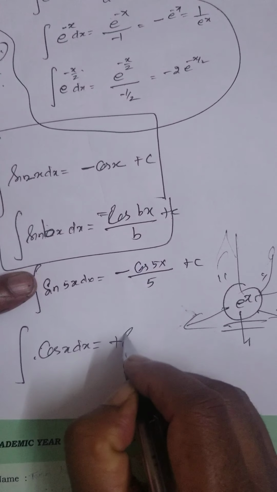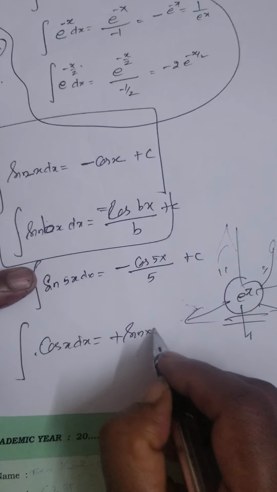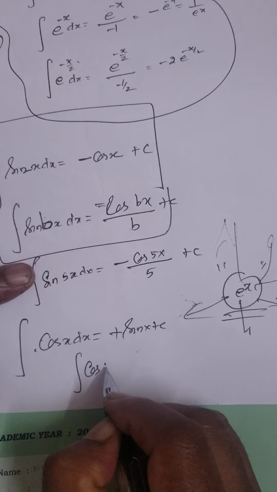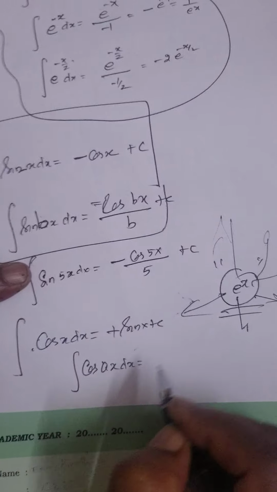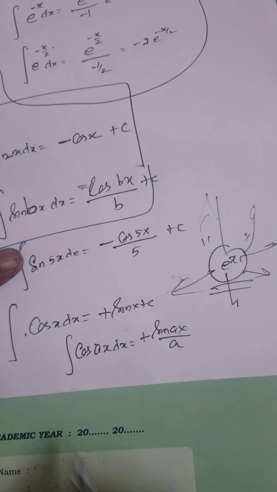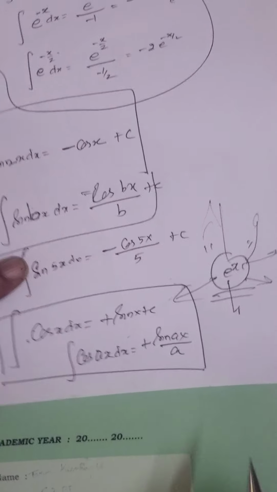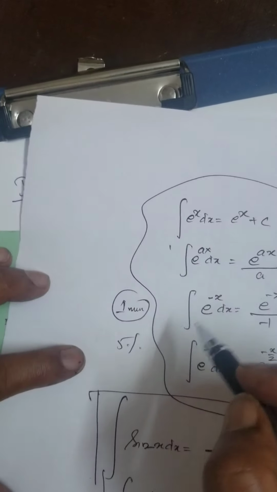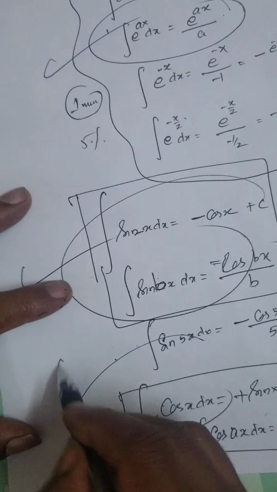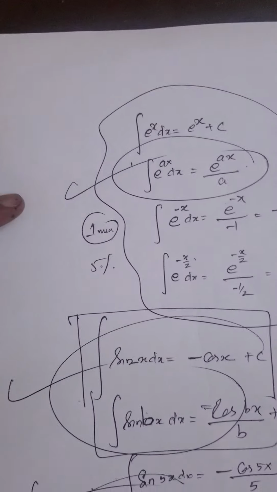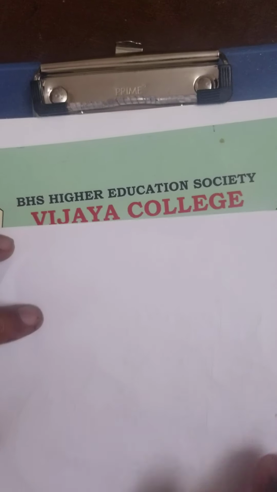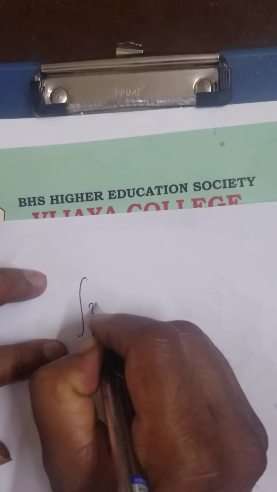Cos x is what? Plus sin x plus c. Therefore, integration of cos ax dx, what you have to write? Plus sin ax by a. Now these three formulas: e to the power of x, this formula, and this formula. Next I am going to tell what that is: integration by parts. Right? Look, integration of u dv.